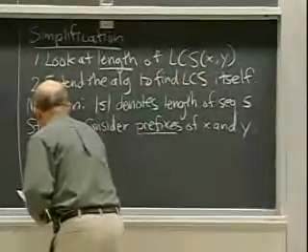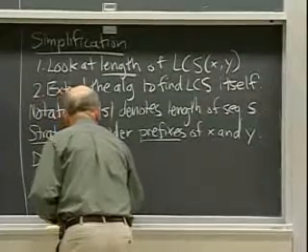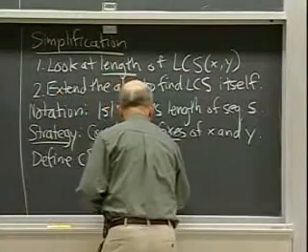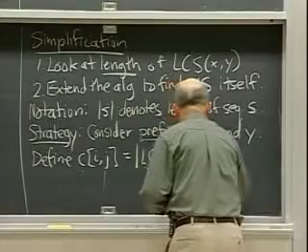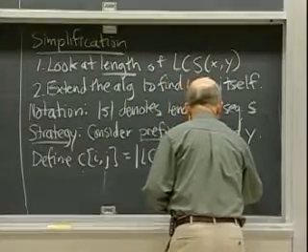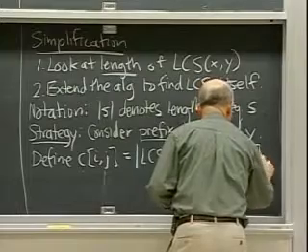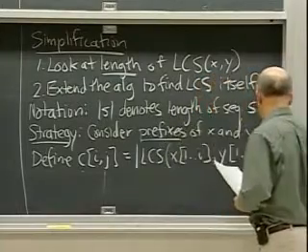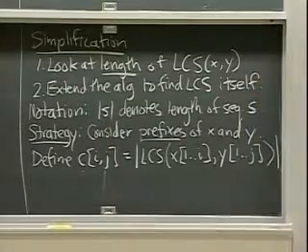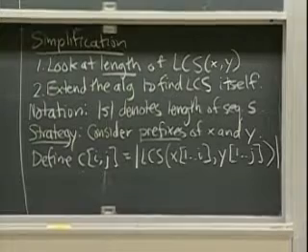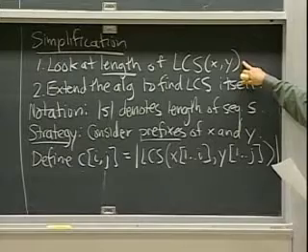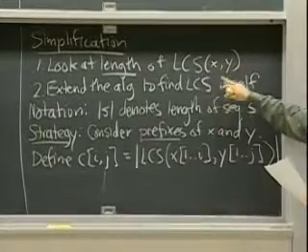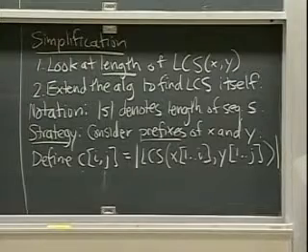In particular, we're going to define C of i j to be the length of a longest common subsequence of the prefix of x going from 1 to i, and y going from 1 to j. And what we're going to do is calculate C of i j for all i j. Okay? And if we do that, how then do we solve the problem of longest common subsequence of x and y?